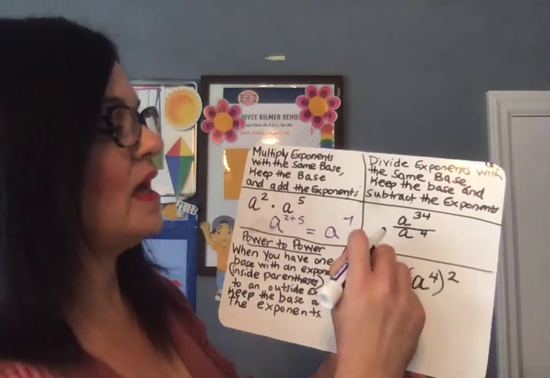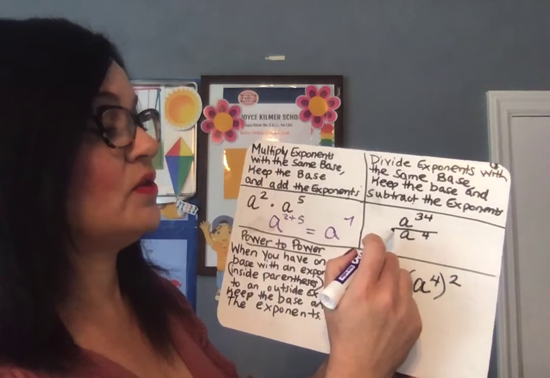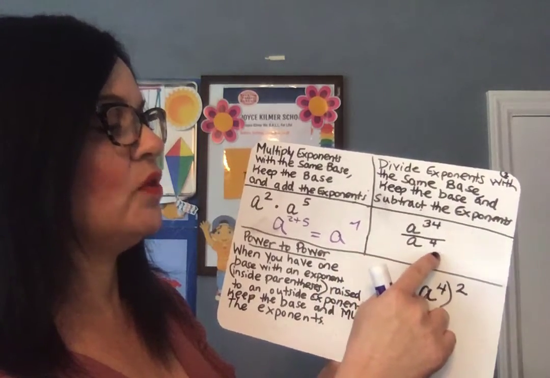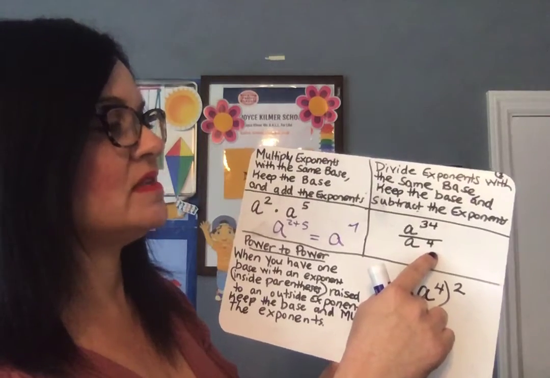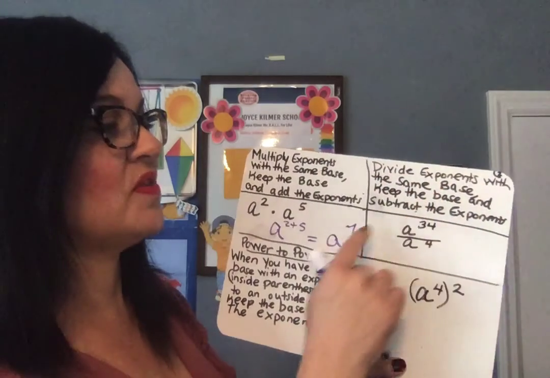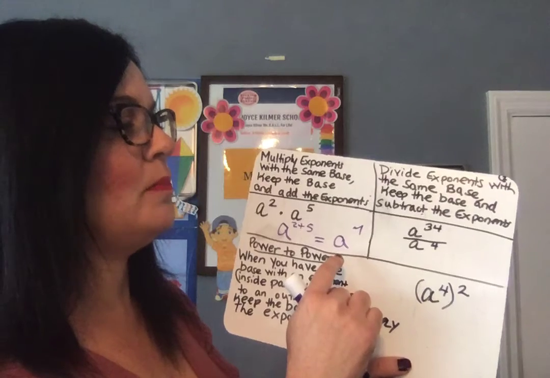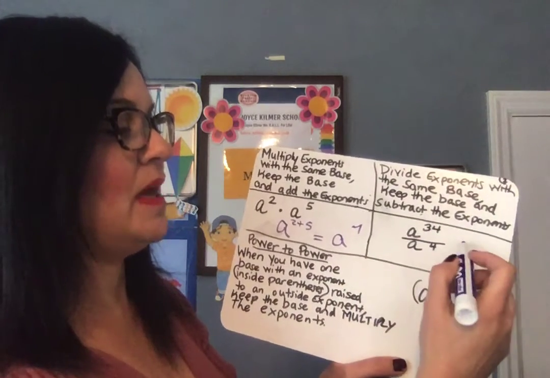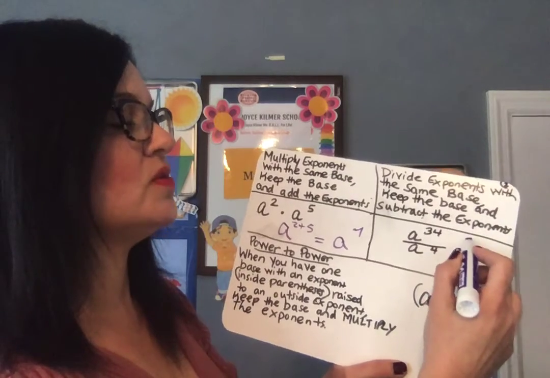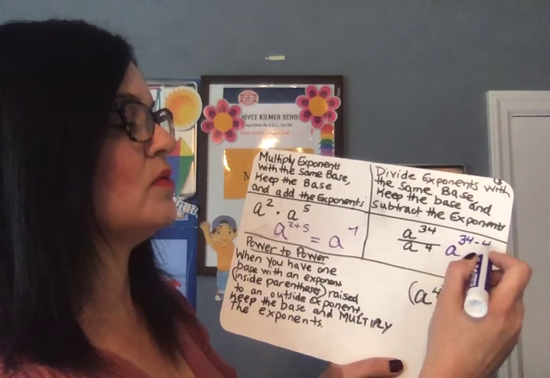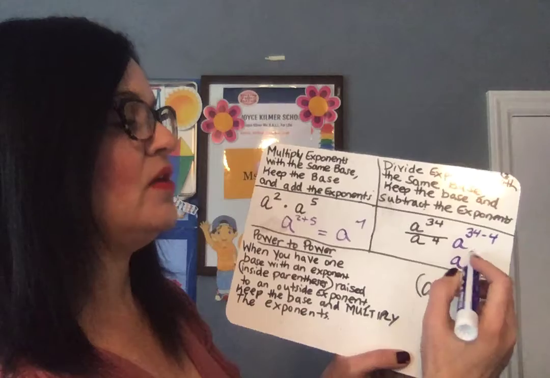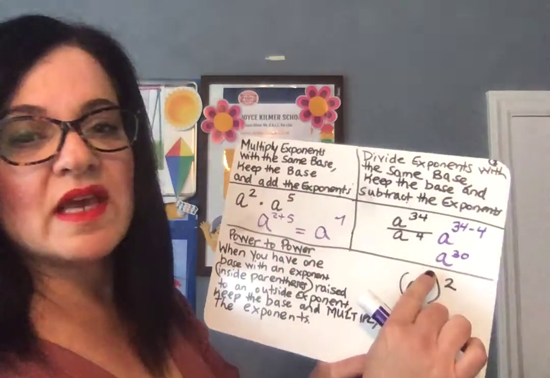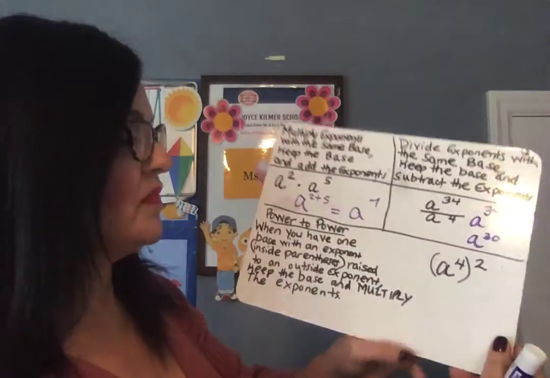Over here we have a to the 34th power divided by a to the 4th power. The rule says that when we divide exponents with the same base, keep the base and subtract the exponents. So we're going to keep the base, a, and we're going to subtract the exponents. So 34 take away 4 is 30. So our answer is a to the 30th power.